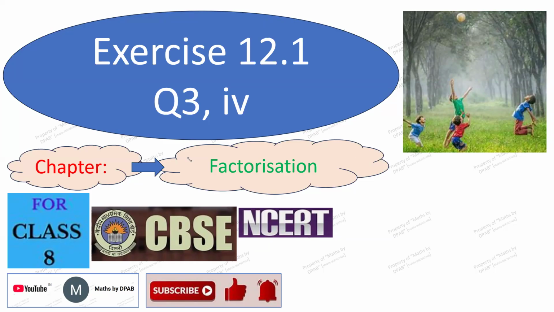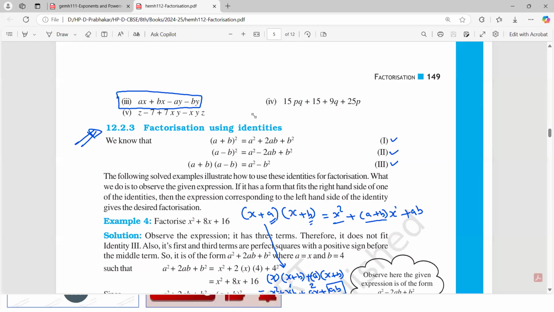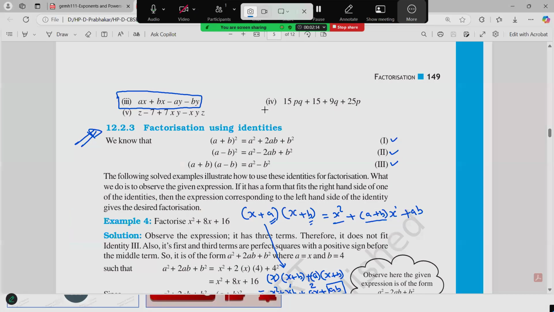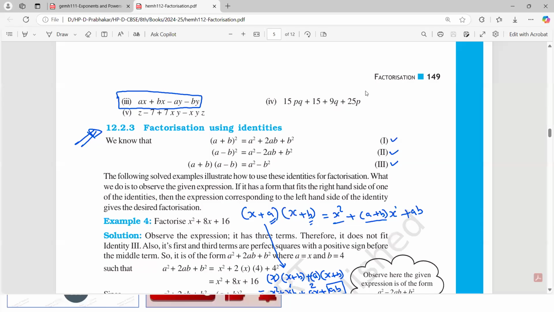I have been putting up videos on this chapter, factorization, and this particular video is for exercise 12.1, question 3, Roman letter 4. Let's see that particular question in the book. It is 15pq plus 15 plus 9q plus 25p.